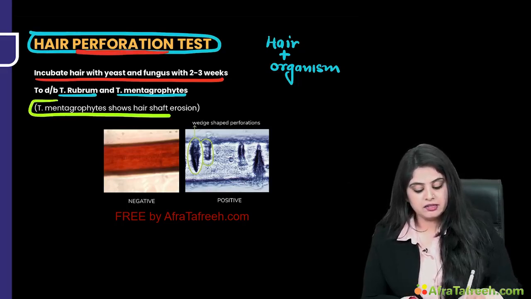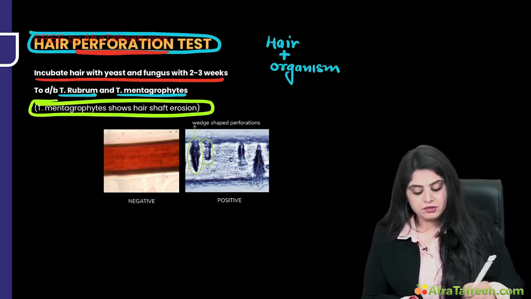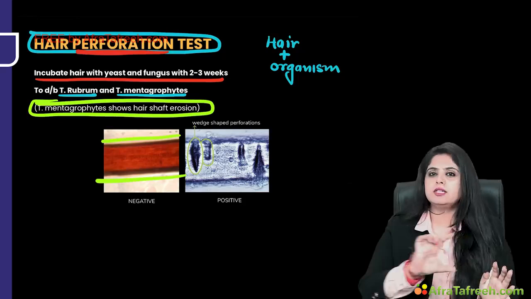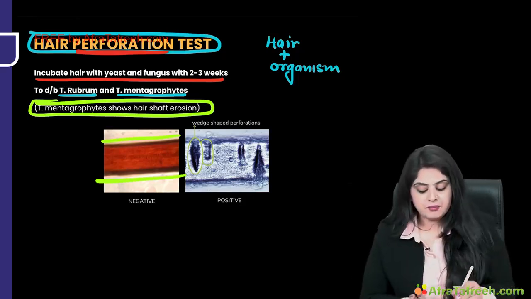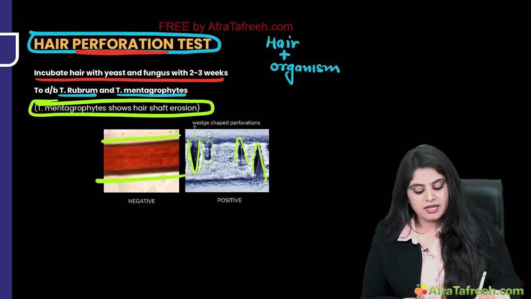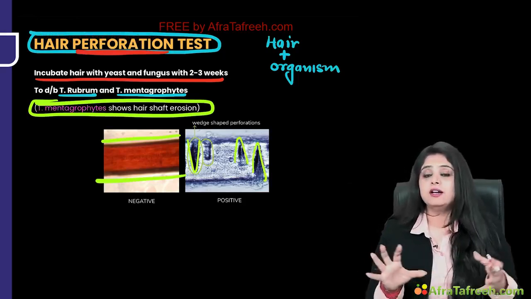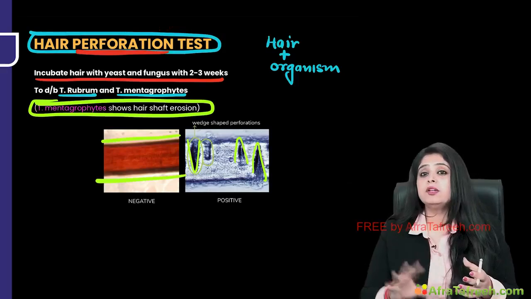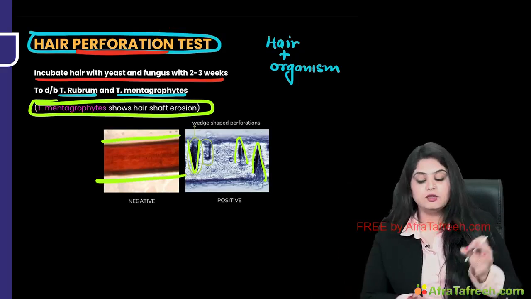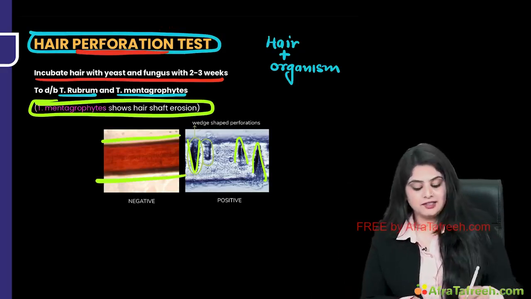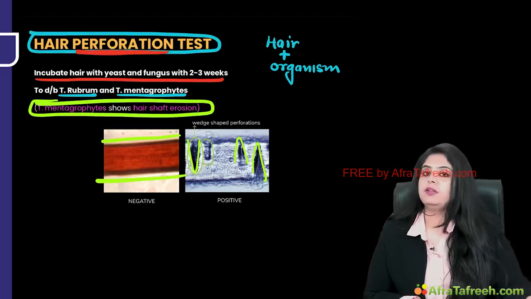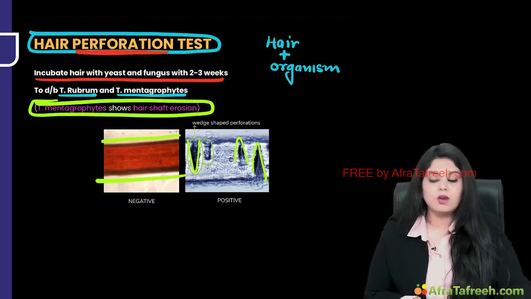So how will I learn this? Firstly, what does it mean? Can you see that this is a hair? Do you see any hair breakage, erosion? No, absolutely right. Ma'am, it's looking like intact hair. But in the next one, I can see the hair is being perforated. So remember, mentagrophytes sounds like 'farna', to tear. Who is going to perforate or tear the hair? Mentagrophytes will tear it. That is how we have learned. Hair shaft erosion will be caused by mentagrophytes, not by rubrum.